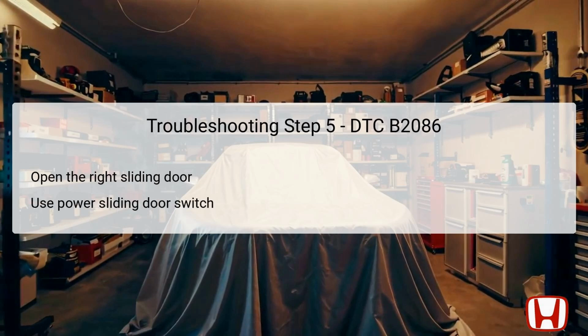The fifth step involves opening the right power sliding door using the power sliding door switch. This step tests the functionality of the switch and the motor mechanism that operates the door. Observing the seamless operation of the door as it opens provides valuable feedback on the system's health. A successful operation indicates that the control unit and associated wiring are likely functioning correctly.